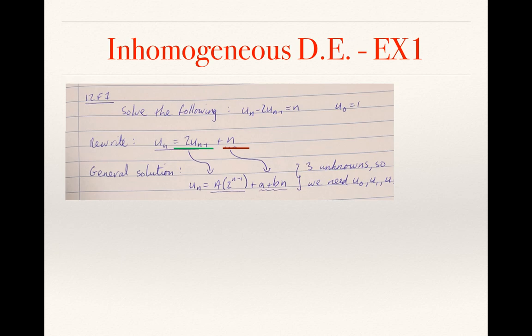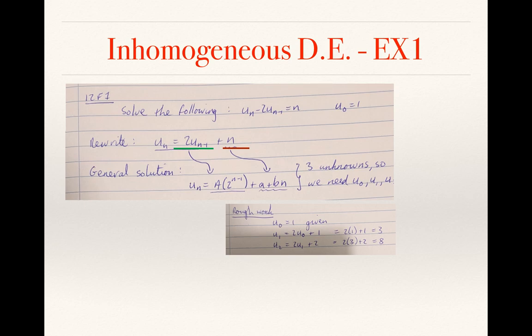I'm going to sub u of 0 into the equation with the green and red underlining it. So we get u of 1 there in the second equation line is equal to 2 times u of 0 plus 1. But we know that u of 0 is 1, so it's 2 times 1 plus 1, which is 3. To get u of 2, it's 2 times u of 1, so that's 2 times 3, add 2 to that is 8. So I have my 3 initial conditions.